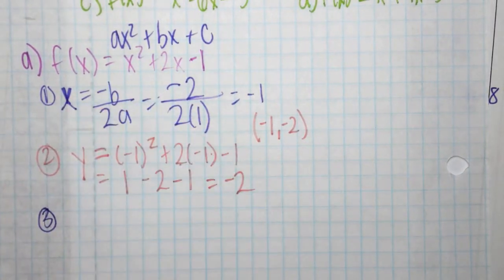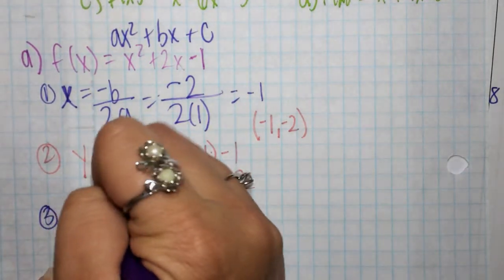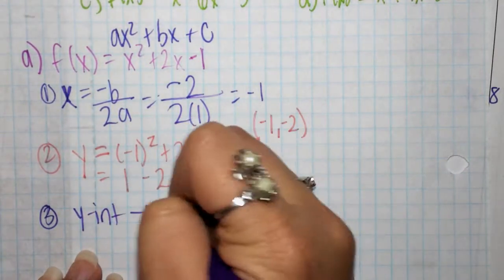So step 1 is to find the axis of symmetry. You find the axis of symmetry by doing the opposite of B divided by 2A. Step 2 is to plug in and get the y value of your vertex. That's what we did. Step 3 is to identify our y-intercept. So what is the y-intercept of this one? Negative 1.